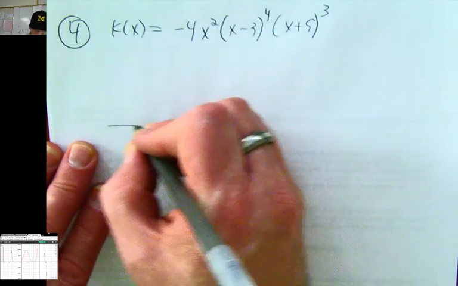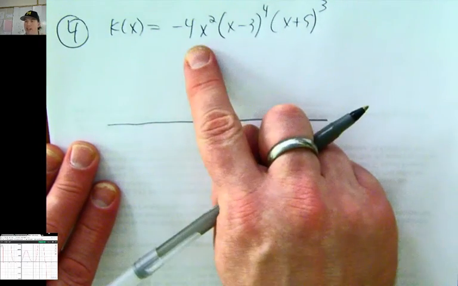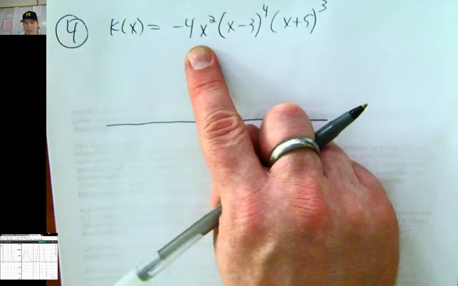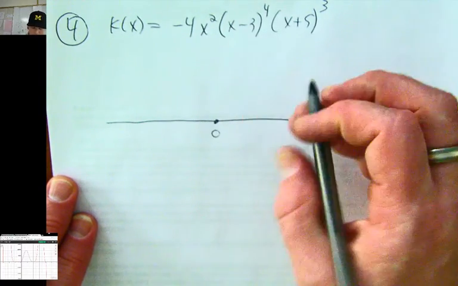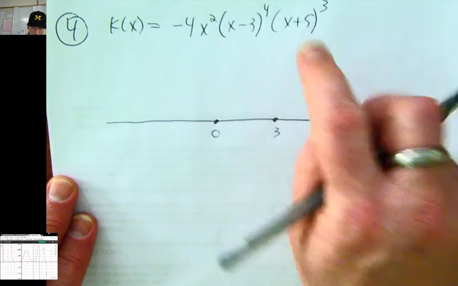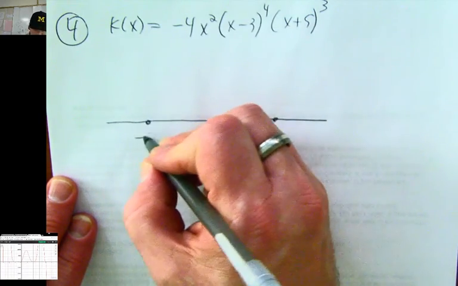So x-intercepts, because of the x squared, it's like x minus 0 squared. So there's an x-intercept at 0, there's an x-intercept at 3, and there's an x-intercept at negative 5.